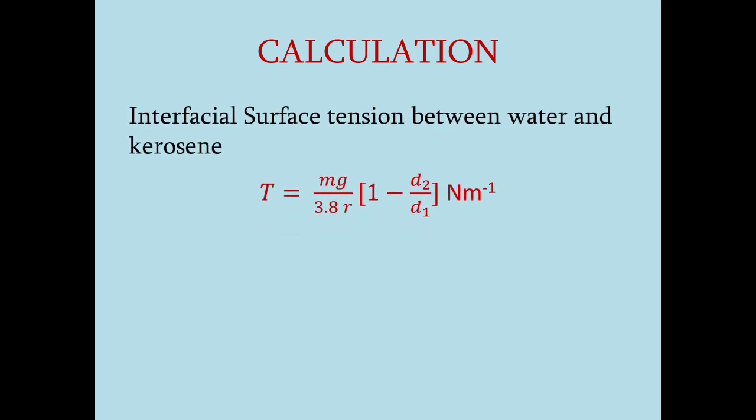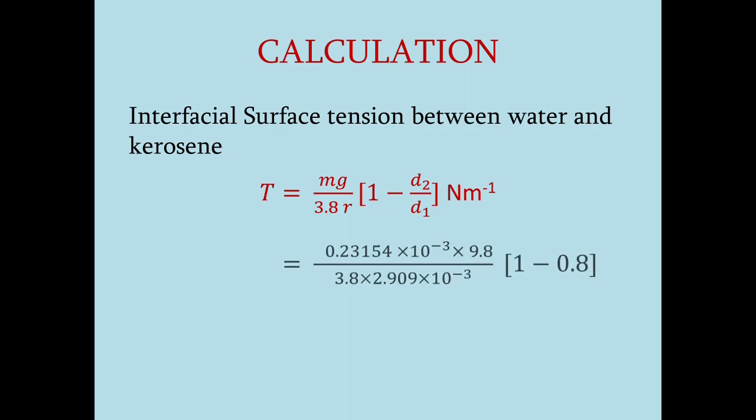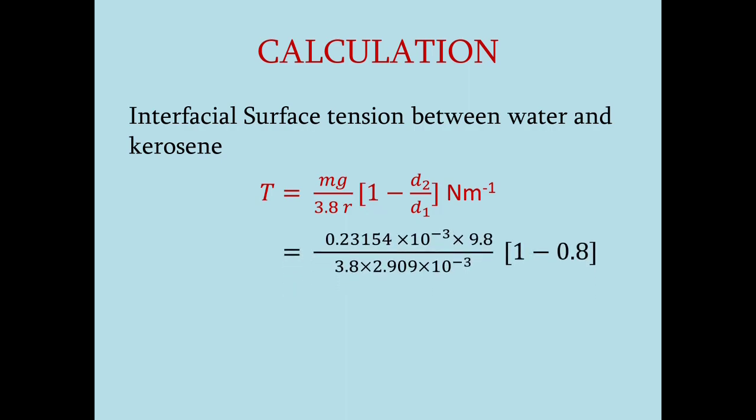The interfacial surface tension between water and kerosene is calculated using the formula T equal to mg divided by 3.8 R into 1 minus d2 by d1. d1 and d2 are the densities of water and kerosene. We know the density of water is 1000 and the density of kerosene is 800. So d2 by d1 is 800 by 1000, so it is 0.8. The value of m from the table is 0.23154 into 10 power minus 3.